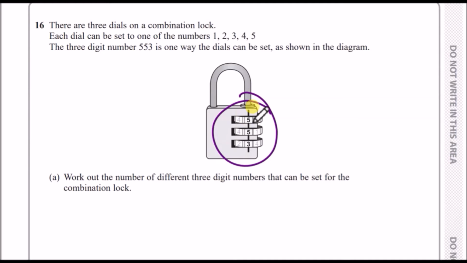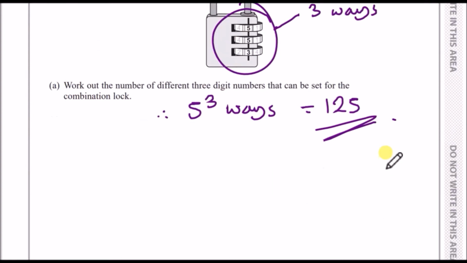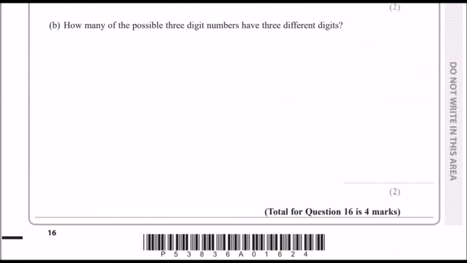Okay, so what this is asking us is literally how many different ways we can arrange this, yeah? So for example, if you only had a single dial, then you have 5 ways. But if you got 2 dials, then you have 5 times 5 ways. Because you got 3 dials, it's going to be 5 to the power 3 ways. Yep, so 5 times 5 times 5, which is 125 ways. That's it, yeah?